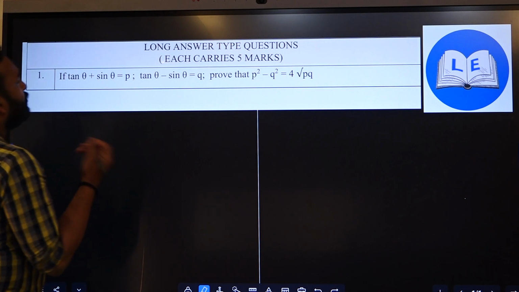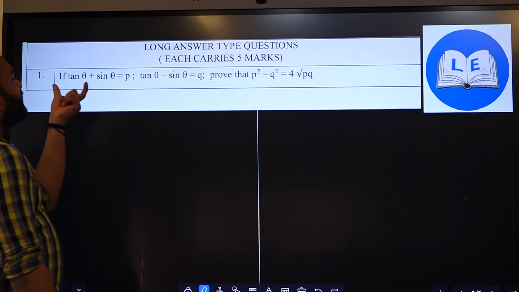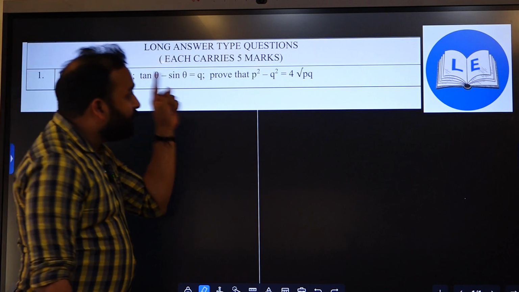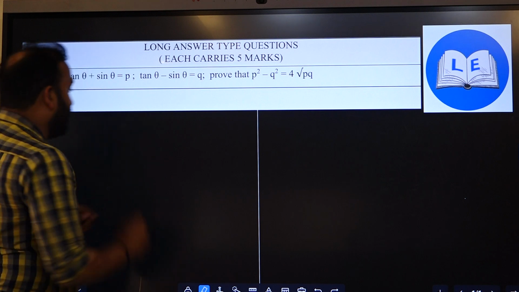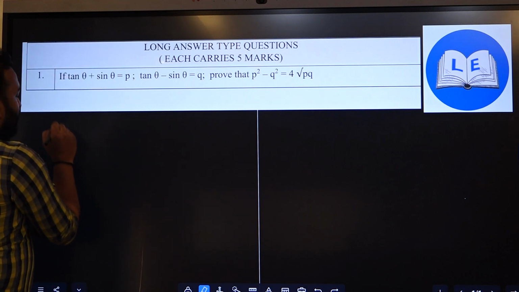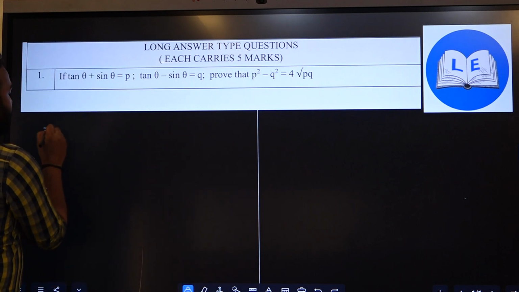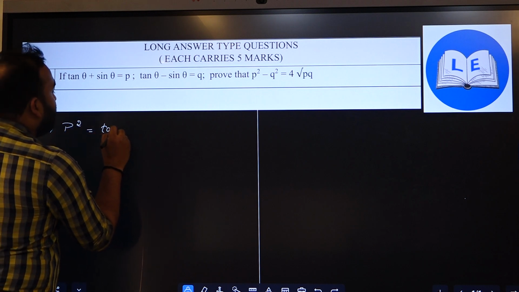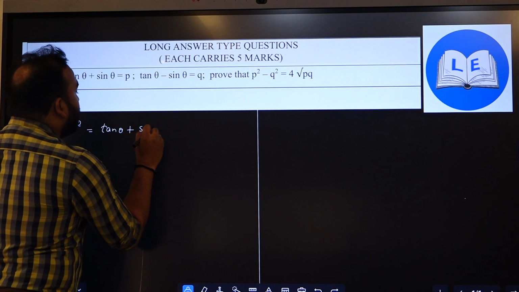In this question, we have to approach in a different way. They have given P as tan theta plus sin theta. They have given Q as tan theta minus sin theta. So let's first find out what is P square minus Q square. So what is P square here? If I'm taking P square, it will be tan theta plus sin theta the whole square.